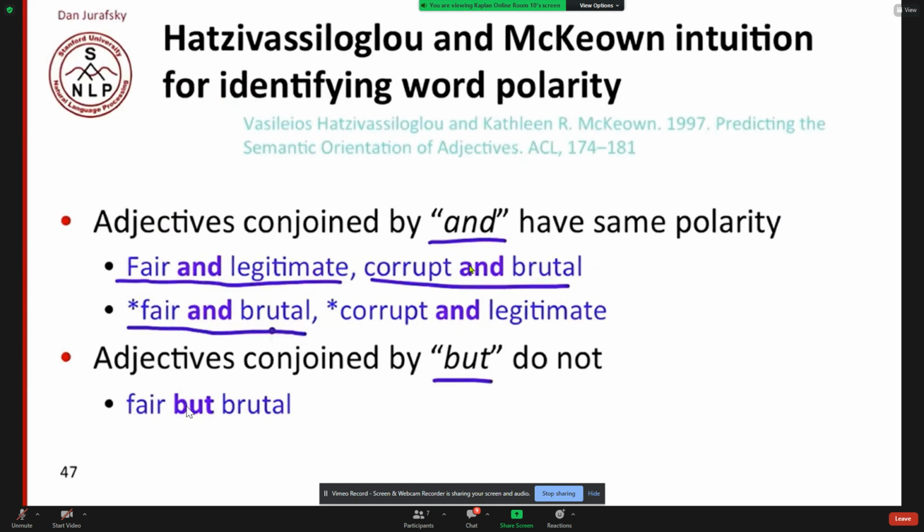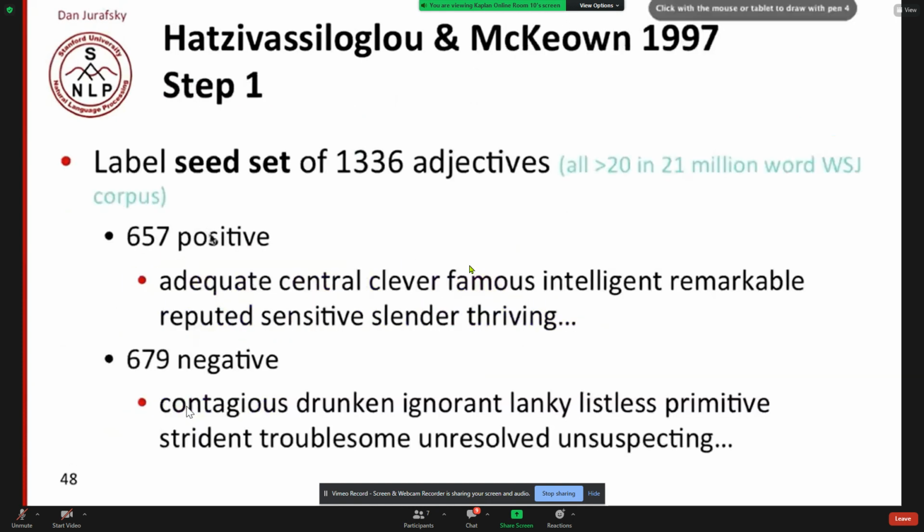And so we might suspect that fair and brutal are just less likely to occur on the web or in some corpus. If we see a lot of something occurring with "and," maybe the two are likely to have the same sentiment. But if we see two words linked by "but," they probably have different sentiments. So "fair but brutal" is more likely to occur than "fair and brutal."